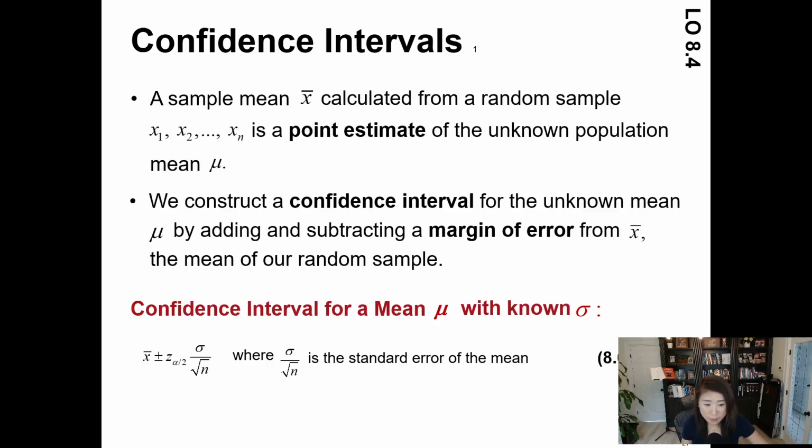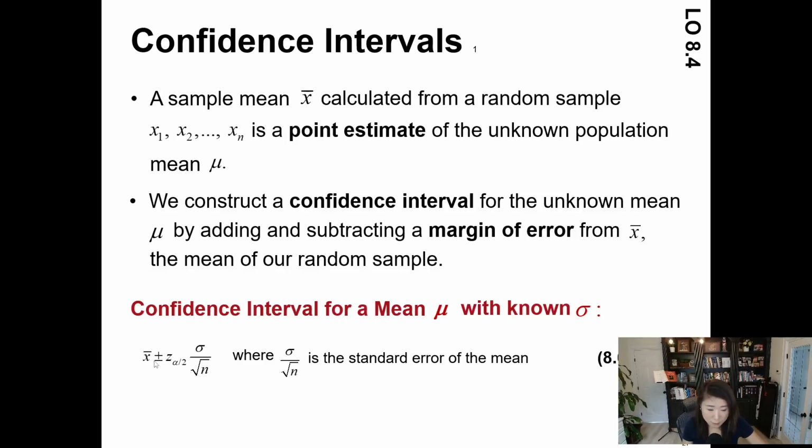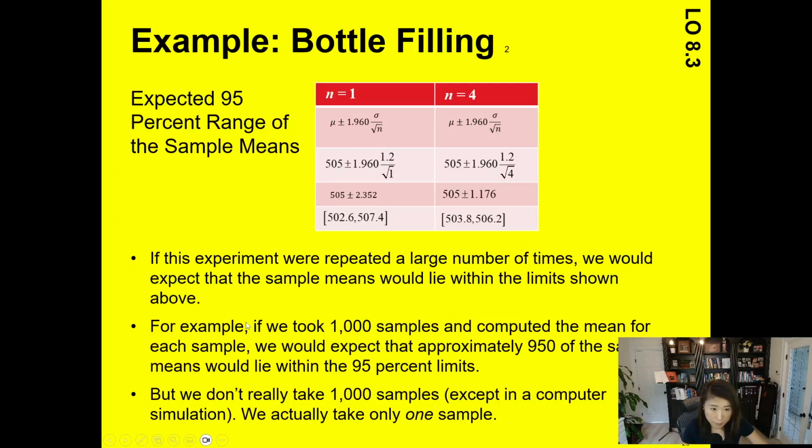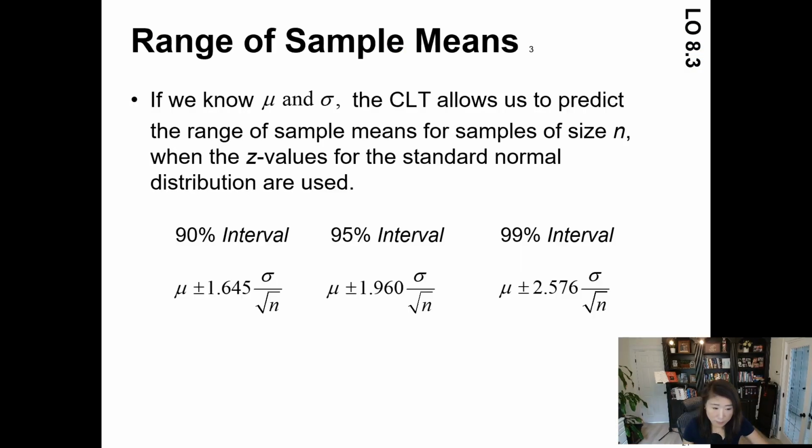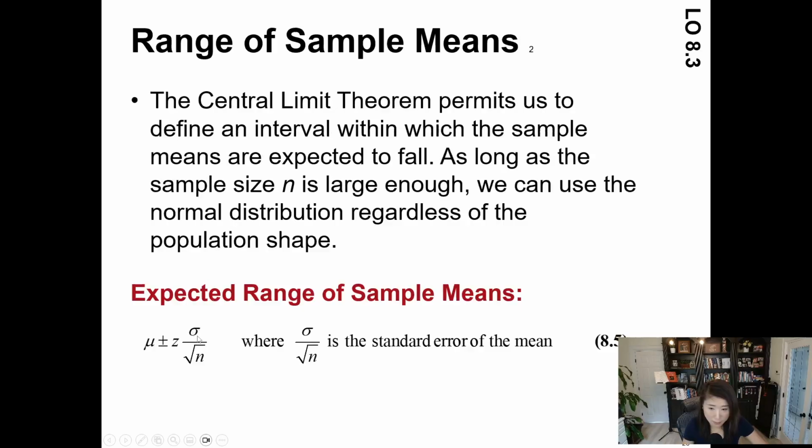Some students say, hey, Dr. J, I think this formula looks just like the formula we saw in the previous video, the range of the sample mean, right? The answer is no. Let me show you the difference. This formula is x bar plus or minus z times sigma divided by square root of n. If you look at the previous one, we used mu plus or minus the z statistic, the z value, times sigma divided by square root of n. So the main difference is whether you're using mu or x bar.